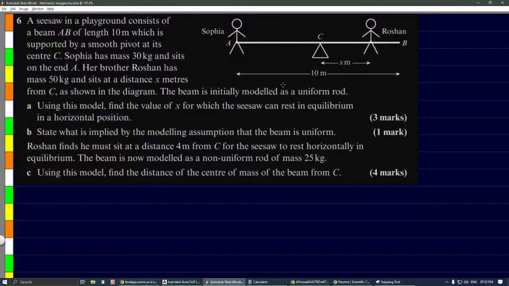So again, we have a seesaw here. The playground consists of a beam AB of length 10 meters. The total length of the beam is 10 meters. That is AB, which is supported by a smooth pivot at its center C.